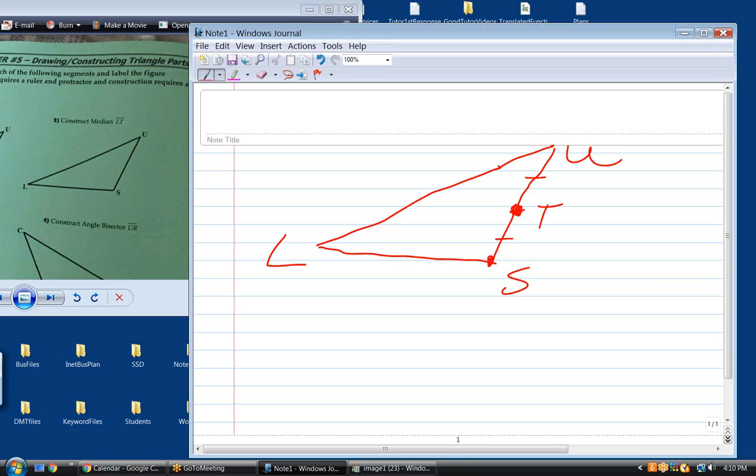Again, put the needle there. Make sure that your compass is more than halfway and draw an arc. Then put the needle at U without changing the compass. Draw another arc that intersects the first arc in 2 spots, and then connect those 2 lines. And those 2 lines will bisect that US.